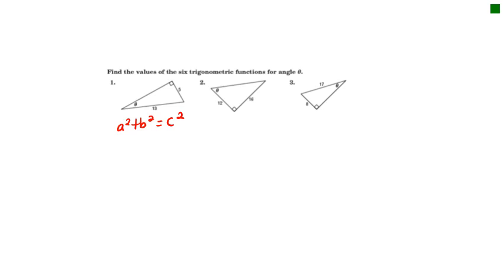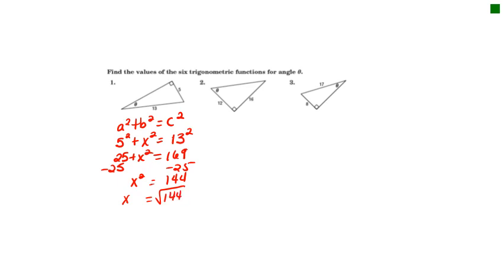Okay, so for this one, we're going to have 5 squared because of one leg, and we don't know the other leg, so we're going to put an x, equals c squared, which is 13 squared. All right, so I'm going to have 25 plus x squared equals 13 squared, which is 169, and we're going to subtract 25 from both sides. So we get x squared equals 144, and so to find x, I'm going to do the square root. So x equals the square root of 144, which is 12. So that's our missing side.